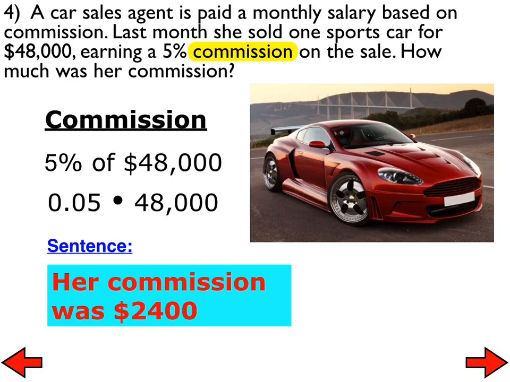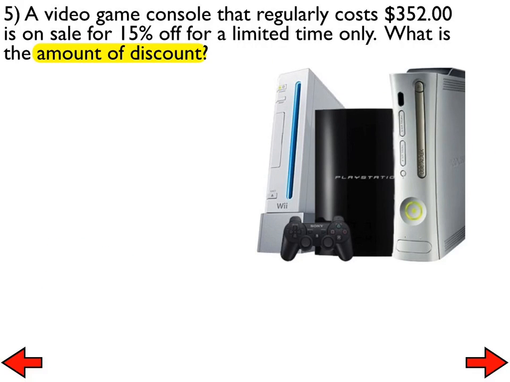All right, number 5. A video game console that regularly costs $352 is on sale for 15% off for a limited time only. What is the amount of the discount? Are we finding a new price, yes or no? No, we're only finding the amount of the discount. Therefore, we don't have to find a new percent. We can use the 15%.